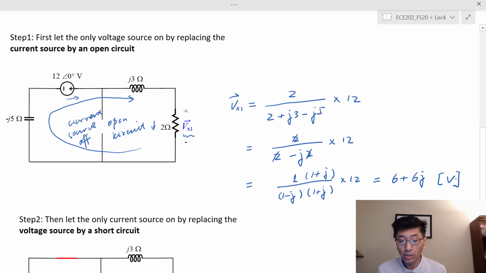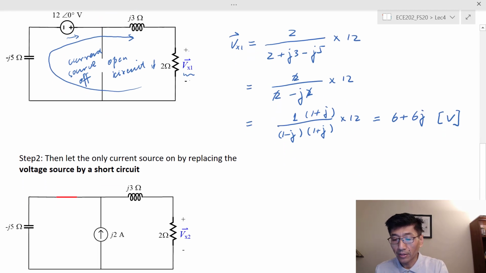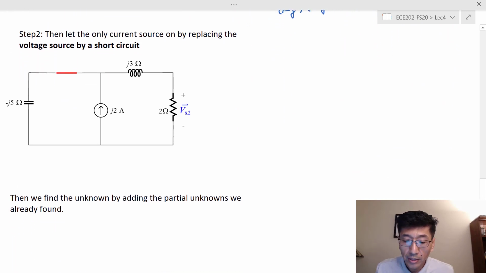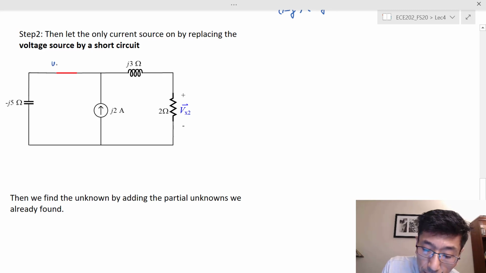So that's the partial solution we already got. So there's a half of the problem solved. And if we can get the other half, then we can add them together to get the total solution. And for the second part, since we already solved with the voltage source engaged, the second step is to have the current source on and turn off the voltage source. Remember, the voltage source becomes a short circuit. Once we turn them off, the original voltage source becomes a short circuit.